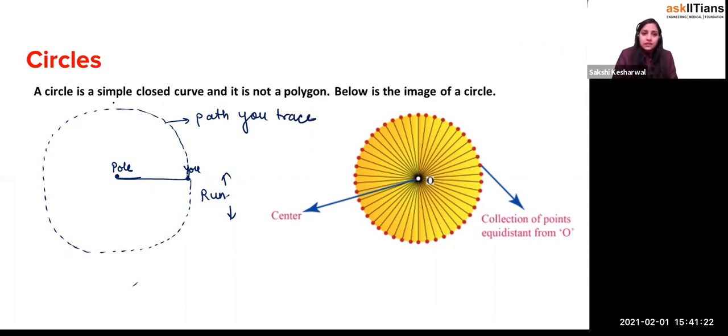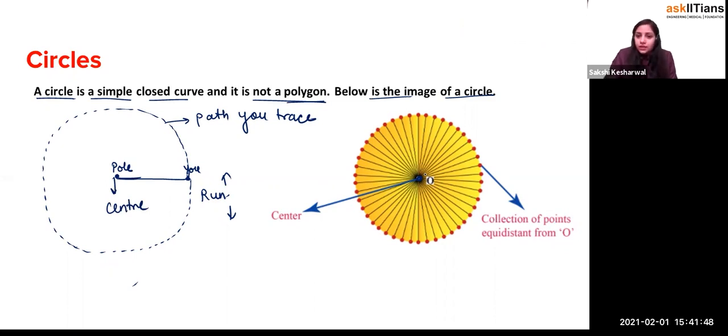So basically a figure is formed or not. This is a closed curve, right? A circle is a simple closed curve. Simple means no overlapping, and it is not a polygon. Below is the image of the circle. If you see this point where the pole is standing, this is known as what, beta? The center, right? And the collection of points are equidistant.